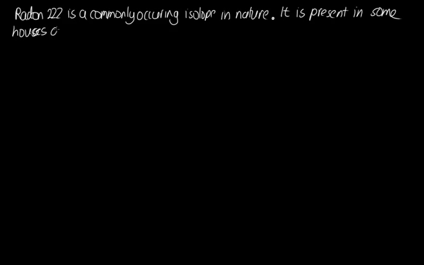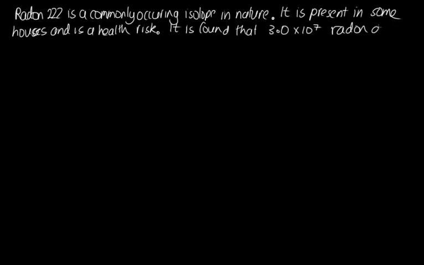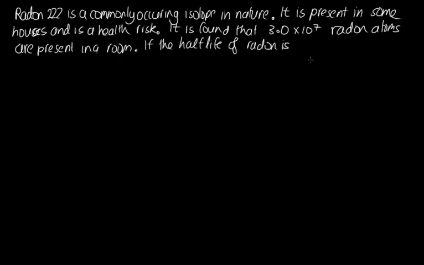So the question is, radon-222 is a commonly occurring isotope in nature. It is present in some houses and is a health risk. It is found that 3.0 times 10^7 radon atoms are present in a room. If the half-life of radon is 3.83 days, how much radon is present after 31 days?